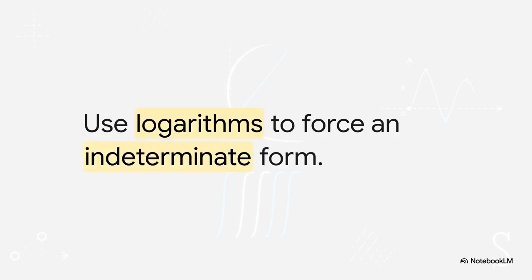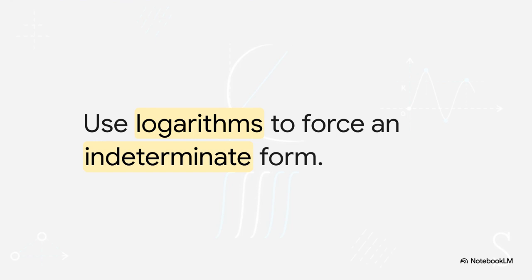Next, we've got the 0 to the power of 0 form. The limit as x approaches 0 from the right of x to the power of x. The strategic move here is using natural logarithms to pull that exponent down. Let y equal x to the power of x. Then the natural log of y equals x times the natural log of x. We rewrite this as ln x over 1 over x to force a negative infinity over infinity form.